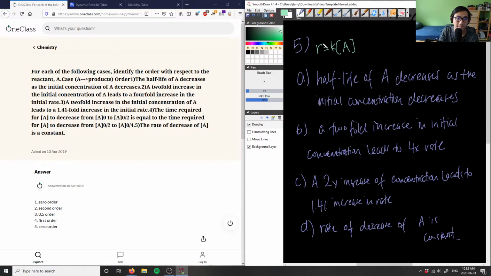our reactants to the power of their coefficients. So this here is going to be the order, and we write X here. This here is going to be the overall order of our reaction.